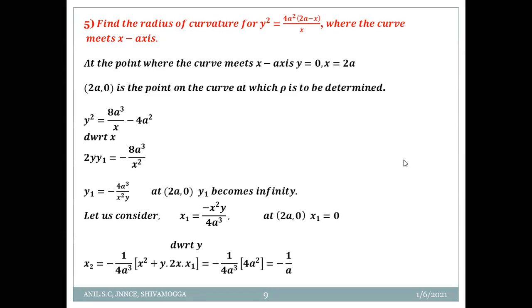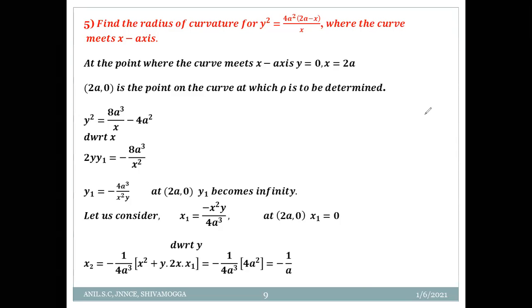Find the radius of curvature. This is a very, very important problem. Find the radius of curvature for the curve y square is equal to 4a square into 2a minus x whole divided by x, where the curve meets x-axis. How do you approach this? Where the curve meets x-axis, the point is not specified.